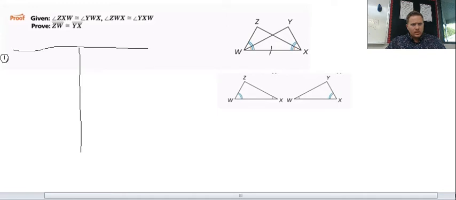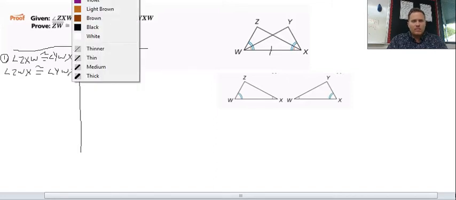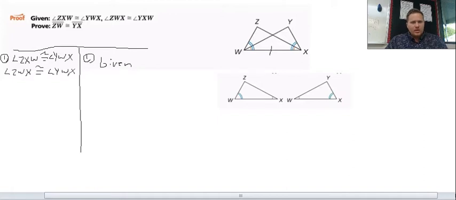Let's do number one. We always write down what's given. So angle ZXW is congruent to angle YWX, and angle ZWX is congruent to angle YWX. Okay, and that was given. Again, I always make sure that I mark it off on the side. I know what I'm doing. So I have an angle and an angle so far. And on my picture, I can mark an angle and an angle right there. That's what I have so far.